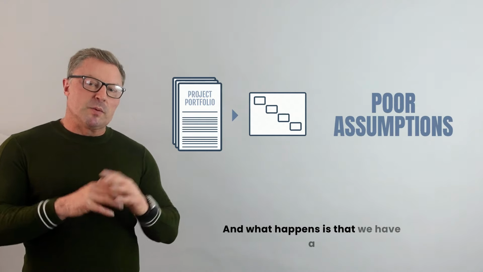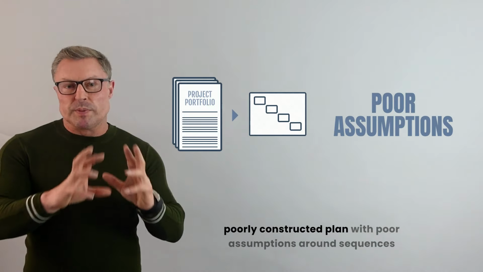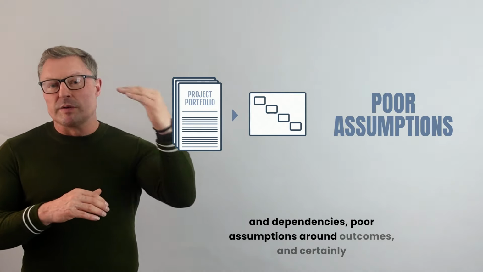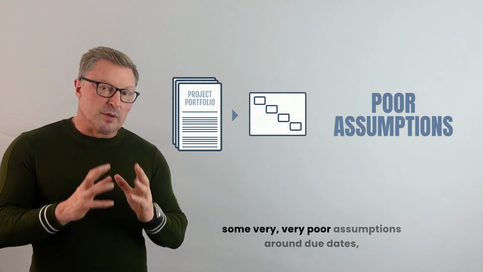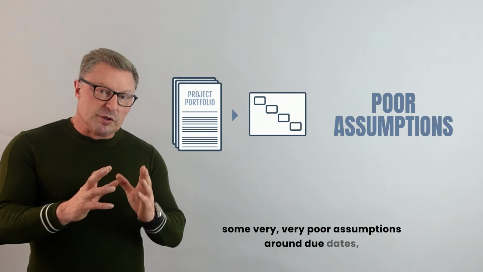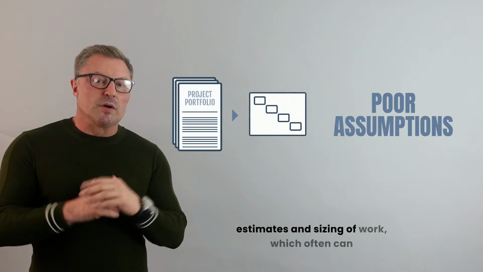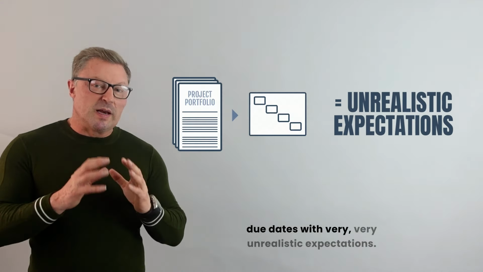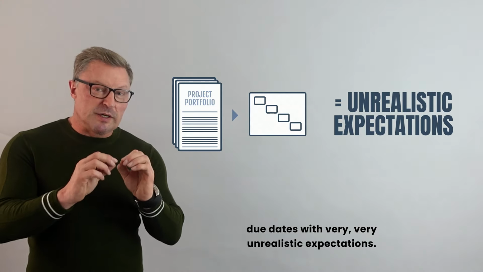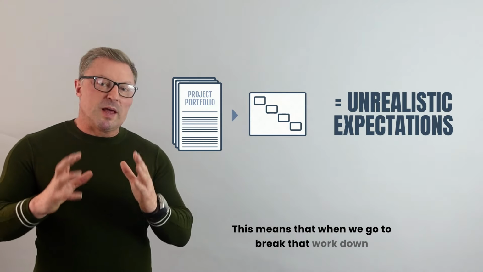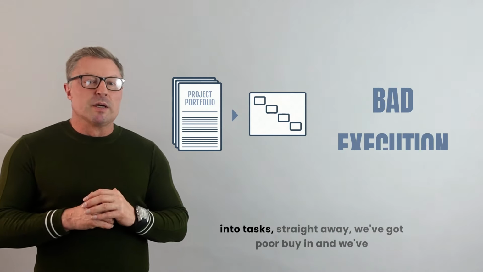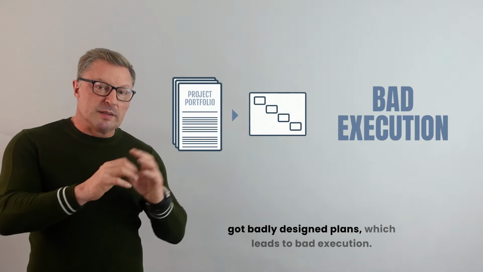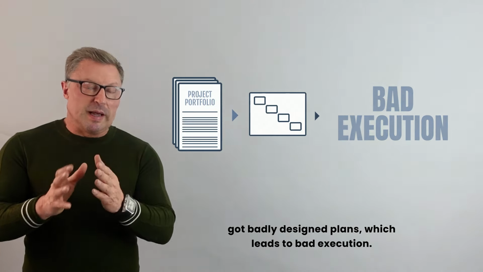And what happens is that we have a poorly constructed plan with poor assumptions around sequences and dependencies, poor assumptions around outcomes, and certainly some very, very poor assumptions around due dates, estimates and sizing of work, which often can then get baked in by leaders to become due dates with very, very unrealistic expectations. This means that when we go to break that work down into tasks, straight away we've got poor buy-in and we've got badly designed plans, which leads to bad execution.